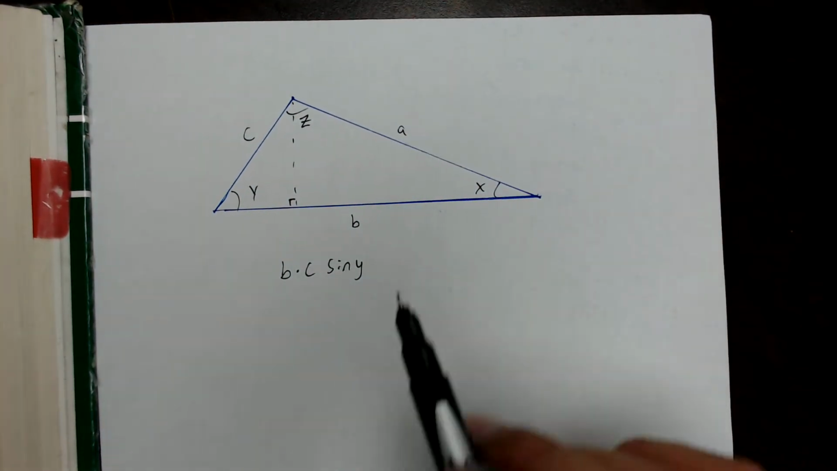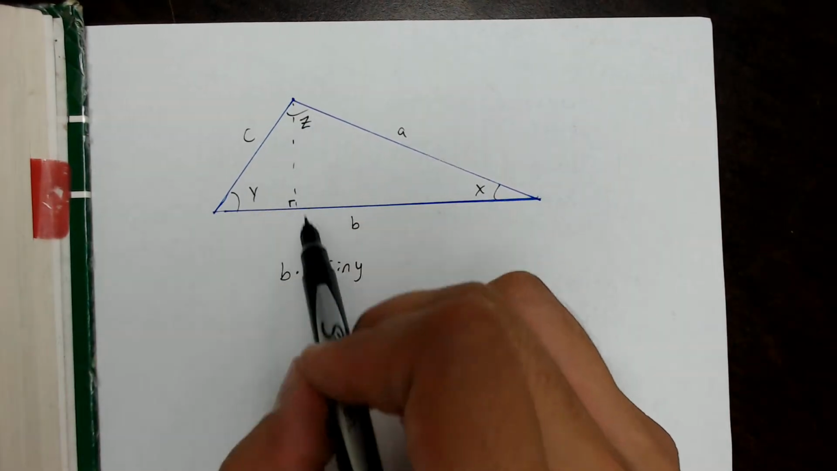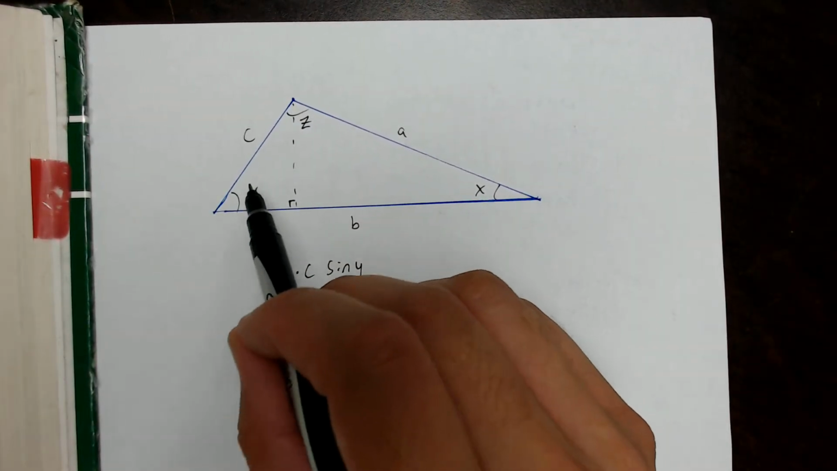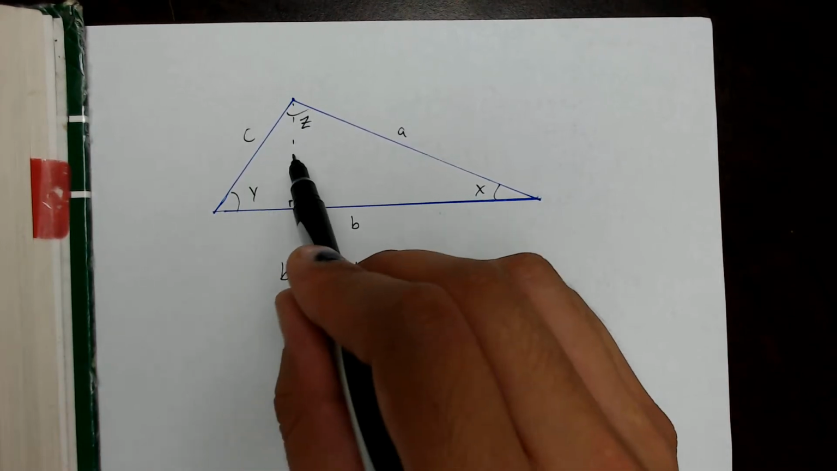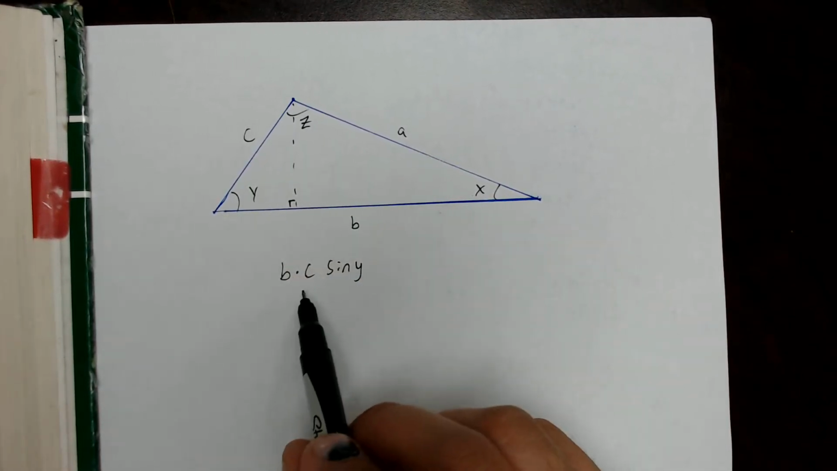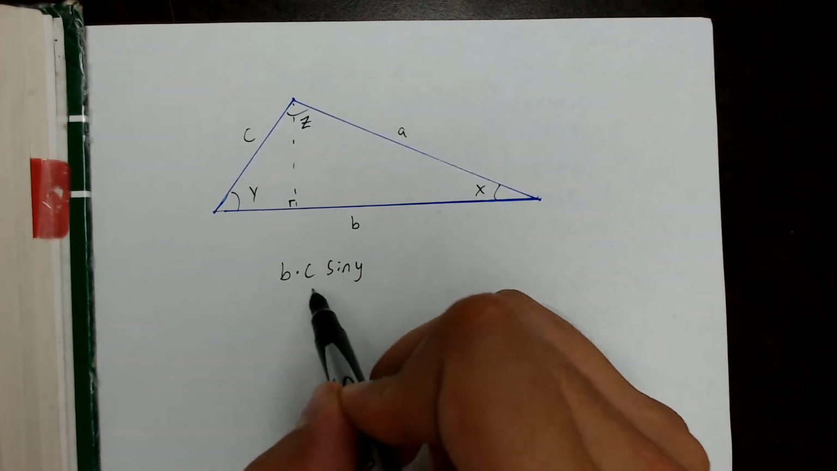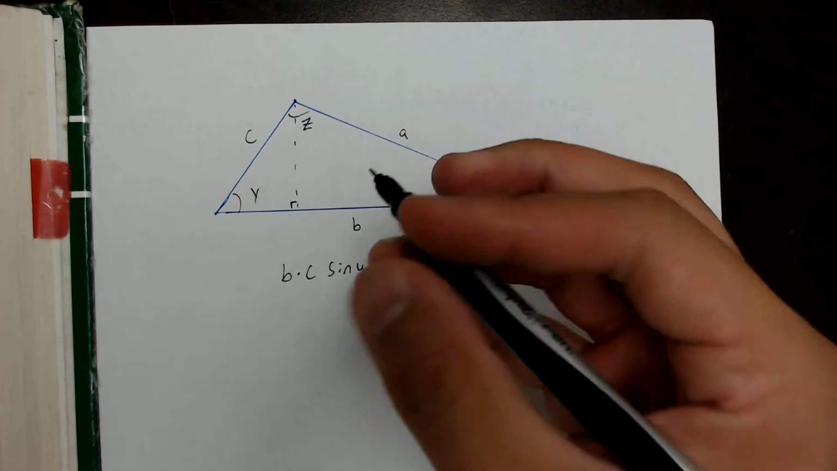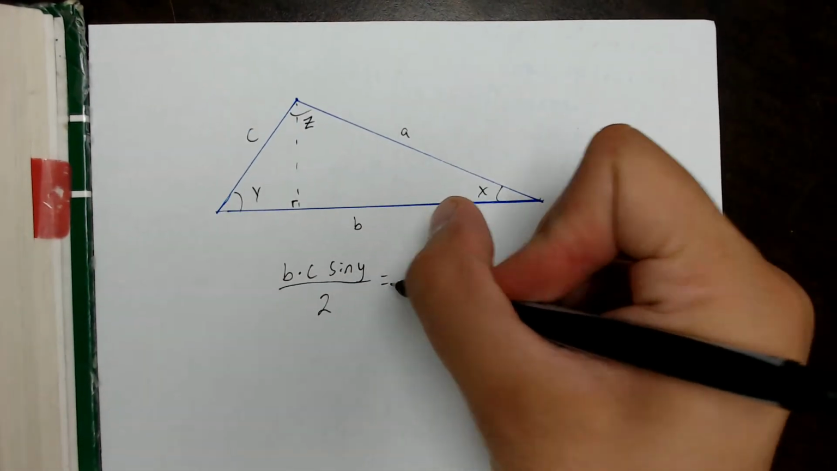Now, the reason why is because if we need to figure out this height, we'd take the hypotenuse C and multiply it by the sine of Y to get the height, right? So that's where we have C sine of Y. And this we can think of as being the height times the base. Oh, whoops, last thing, we got to take all of this and divide it by 2. And that will give us the area of any triangle.